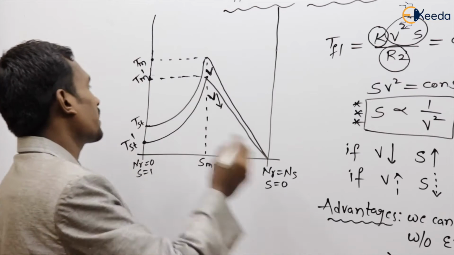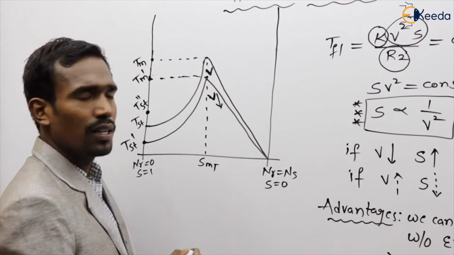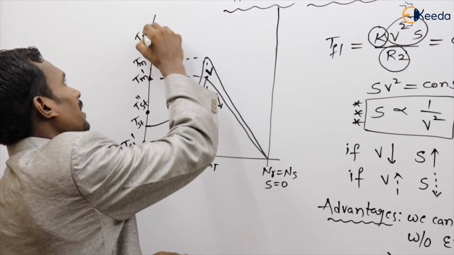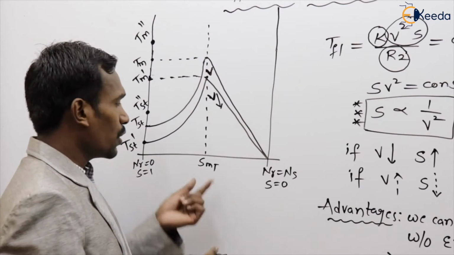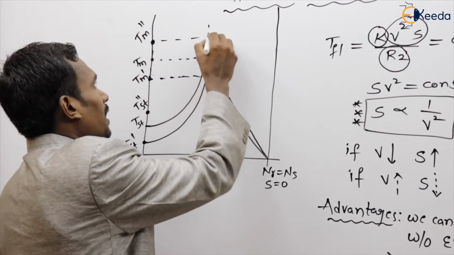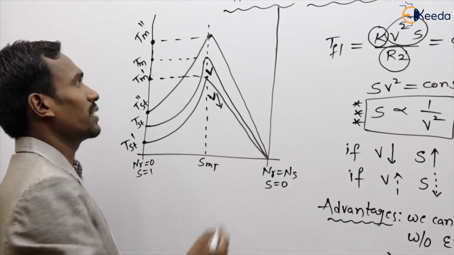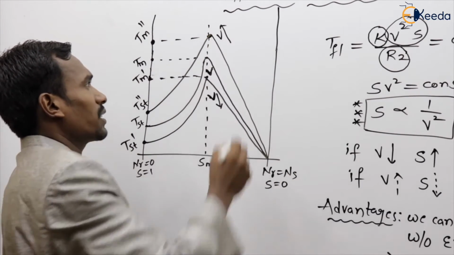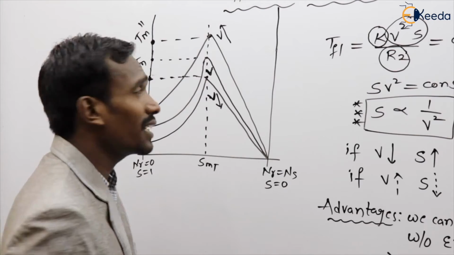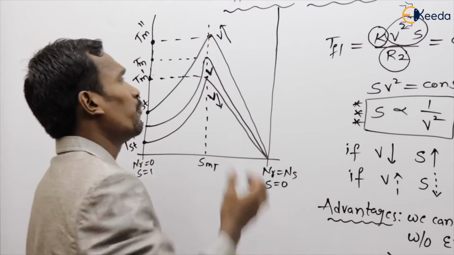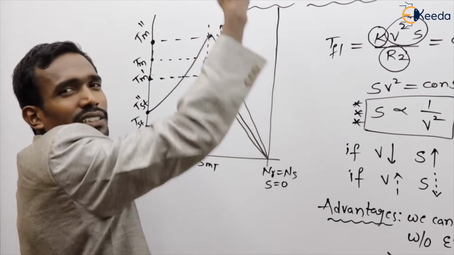For example, if voltage increases, starting torque also increases. If voltage increases, maximum torque also increases. But there is no change in slip at maximum torque, so maximum torque occurs here. The curves are like this. This is increased voltage, normal voltage, reduced voltage. If voltage increases, curves move upside. If voltage reduces, curves move downside.